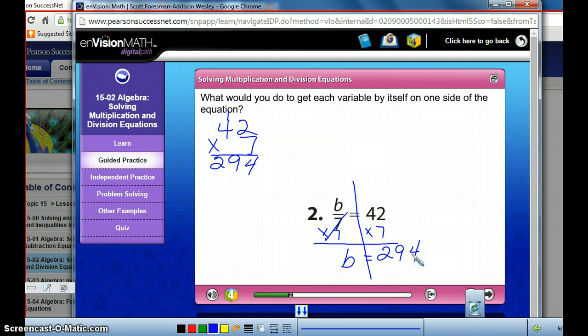Now, don't be thrown off if they put the variable on the other side of the equal sign. Does that change anything? No, no. You go about it the exact same way. Any questions?